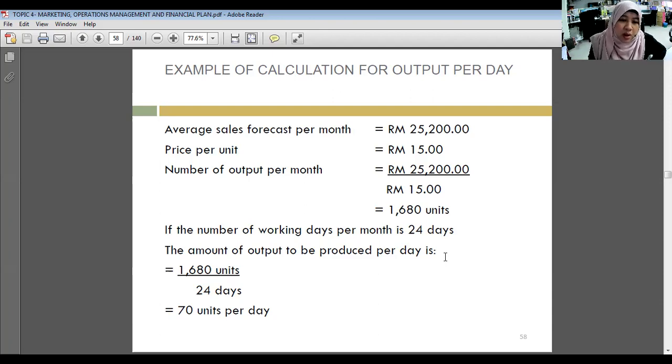We need to say effective days that they work for a month will be 24 days, and it equals 70 units per day. Okay. So don't ask me also, madam, how you get this?